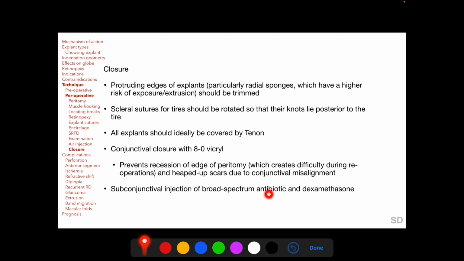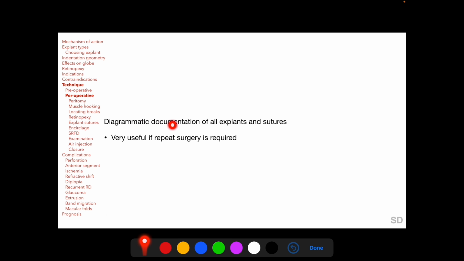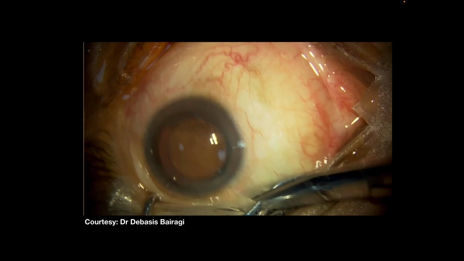And broad-spectrum antibiotic and dexamethasone should be injected in the subconjunctival space where the explants and the sutures lie. Diagrammatic documentation of all explants and sutures should be made and preserved, as this becomes very useful when repeat surgery becomes necessary. We have two video clips. The first one demonstrating the steps from conjunctival peritomy to bridling of the rectus muscles, and the second clip demonstrating a non-drainage procedure from placement of mattress sutures onwards.